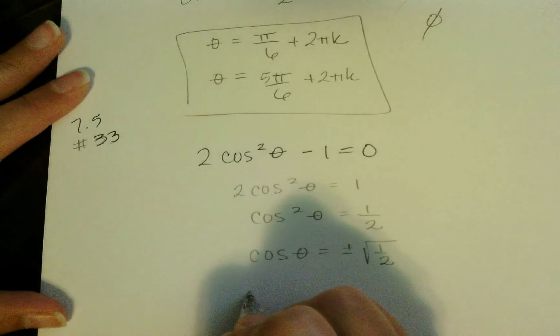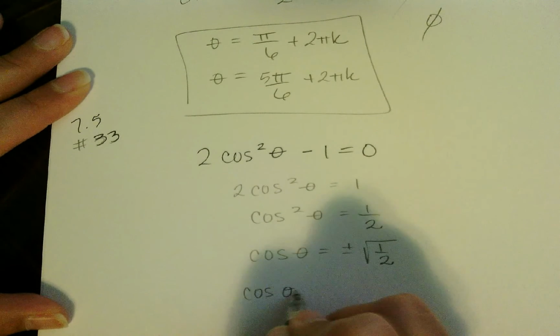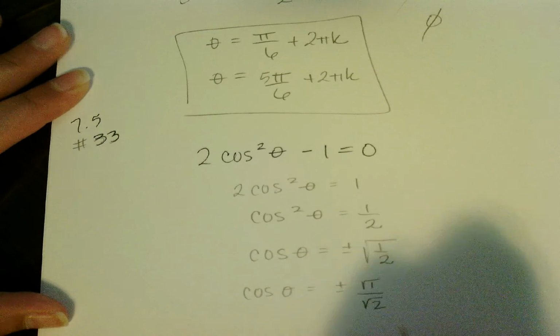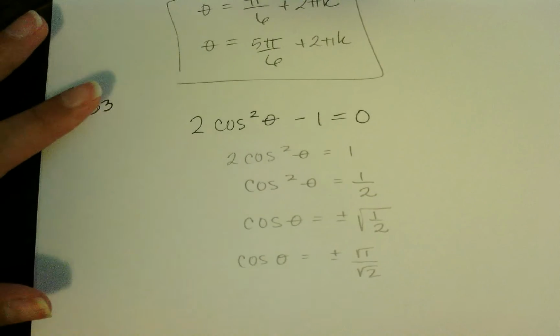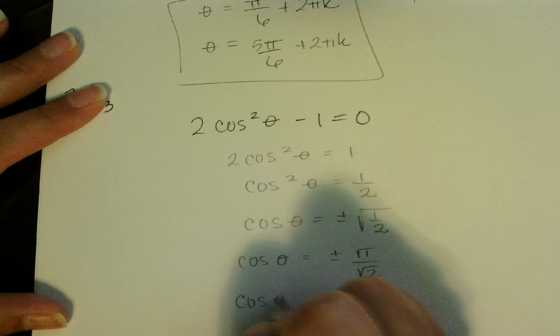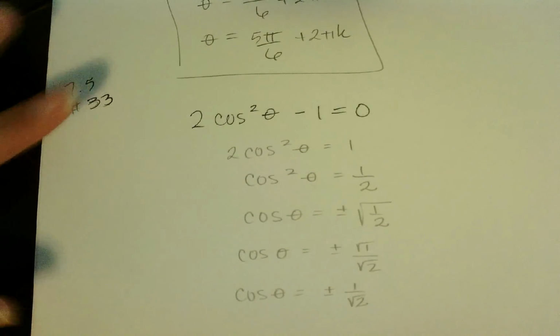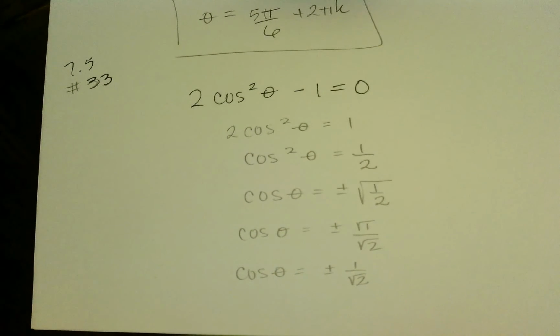I'm going to clean up this root. I really have plus or minus the square root of 1 over the square root of 2. You can give both of them the root because it's division. And you have cosine of theta equals plus or minus 1 over root 2. So if you're looking at that, that's not on a unit circle, Sam. Like, where's cosine 1 over square root of 2? That's because it's in a nasty form.